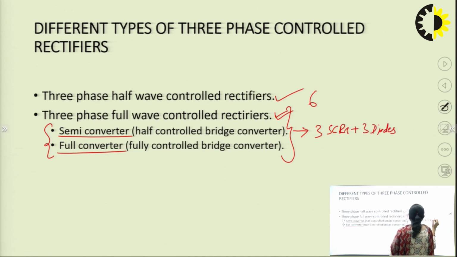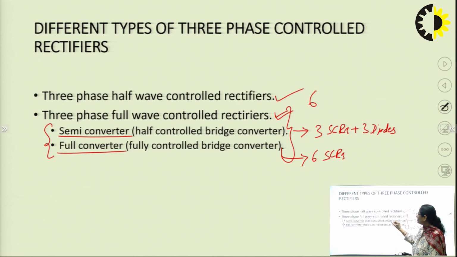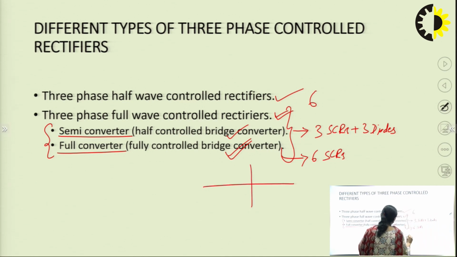If I am talking about the three-phase full converter, it is going to have three SCRs. The three-phase semi-converter will provide single quadrant operation, and the three-phase full converter will provide two quadrant operation, right? So, semi-converters provide single quadrant operation and full converters provide two quadrant operation. Now, when I am saying quadrant operation, it means I am talking about the VI plane.